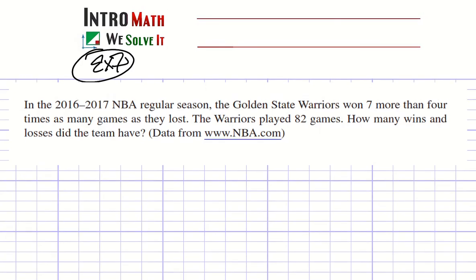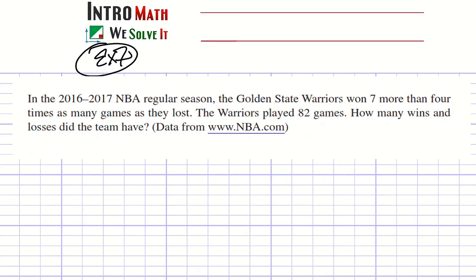So basically, what you do, read that carefully. They won 7 more than 4 times as many games as they lost. They won 7 more. So we need to start with the games they lost. So let X be the number of games lost.